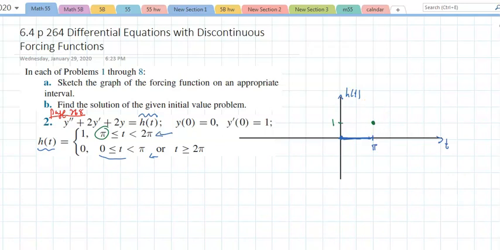Okay, the color didn't change. I can fix that actually. It picks up at 1. Okay, something's not right. What is it? Let's go with this color. Okay, there we go. And it's going to run all the way to 2 pi.